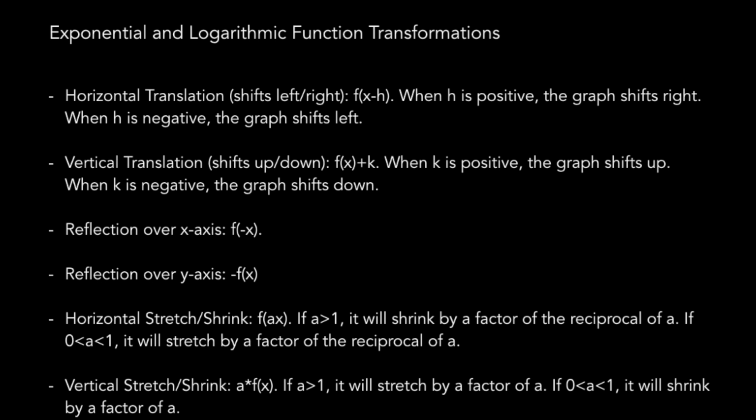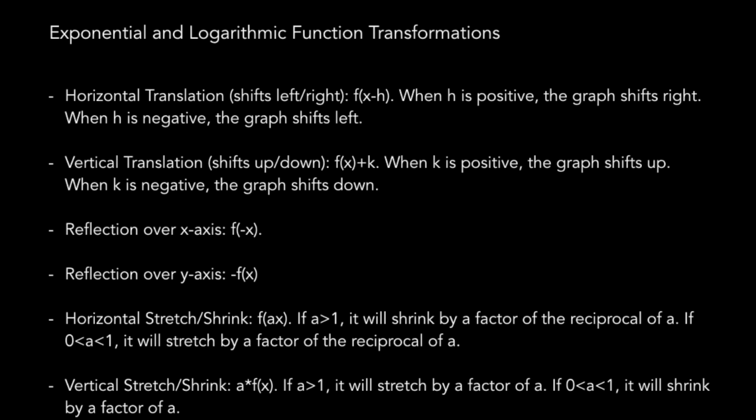Reflections over the x-axis multiply outputs, or y values, by -1. Reflections over the y-axis multiply inputs, or x values, by -1. Horizontal stretches and shrinks multiply inputs by the variable a, which stretches or shrinks the graph by a factor of 1 over a. The function of a horizontal stretch or shrink is y equals f of a times x. When a is between 0 and 1, it is a horizontal stretch, which moves it away from the y-axis. If a is greater than 1, it is a horizontal shrink, which moves it toward the y-axis.